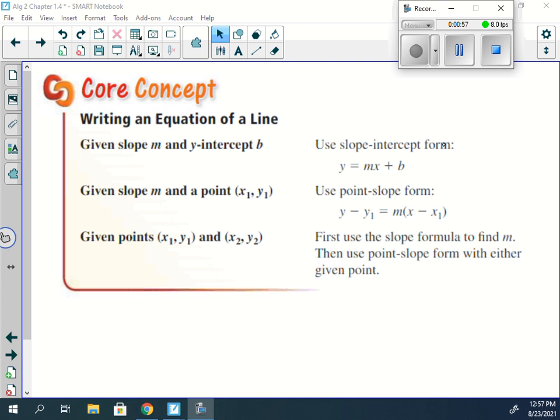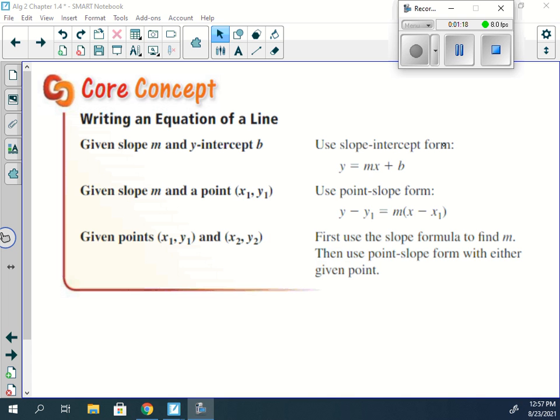Now the other one is, given the slope and a point, we're going to use point-slope form because we have a point and a slope and we plug it in. We plug in the point: x1 and y1 will be the coordinates of the point, whatever point we're given, and m is the slope. So we can plug it in there.